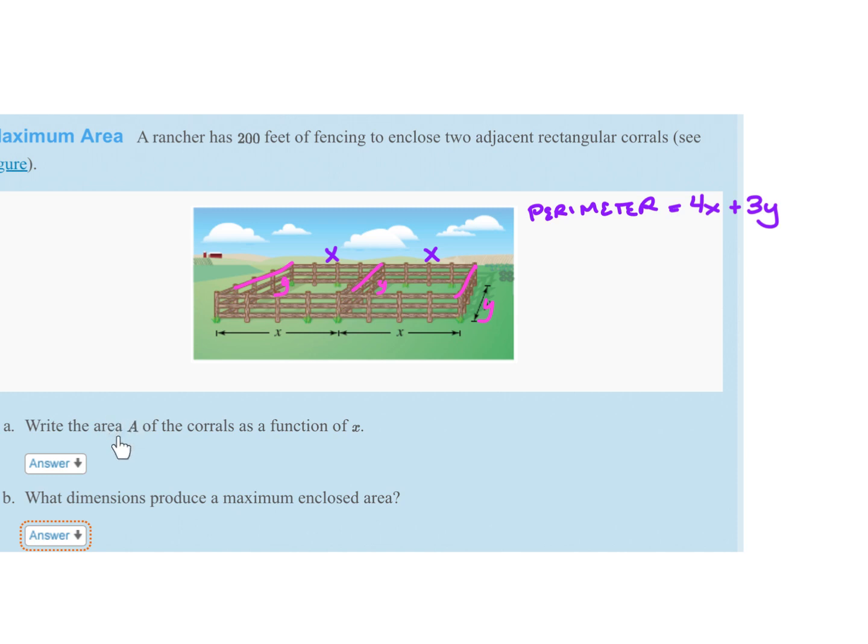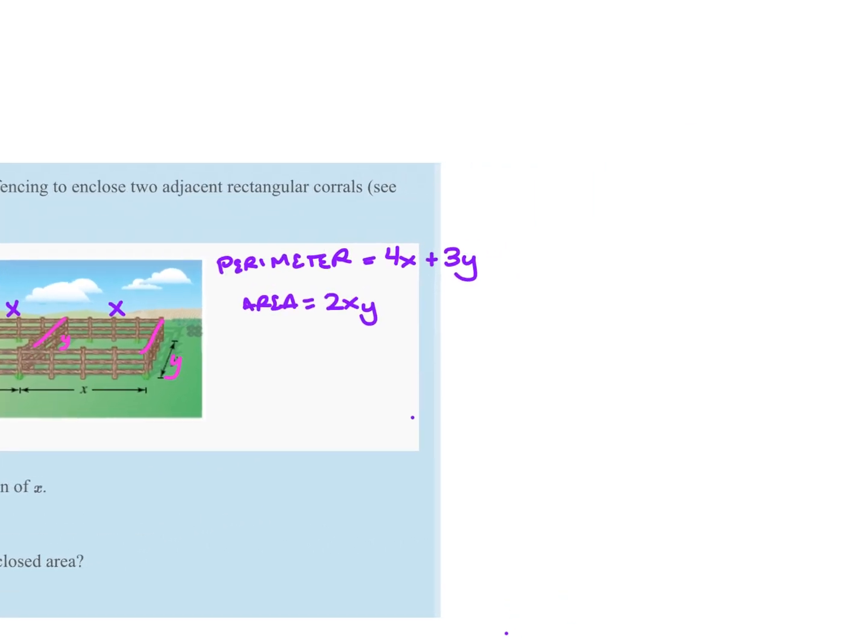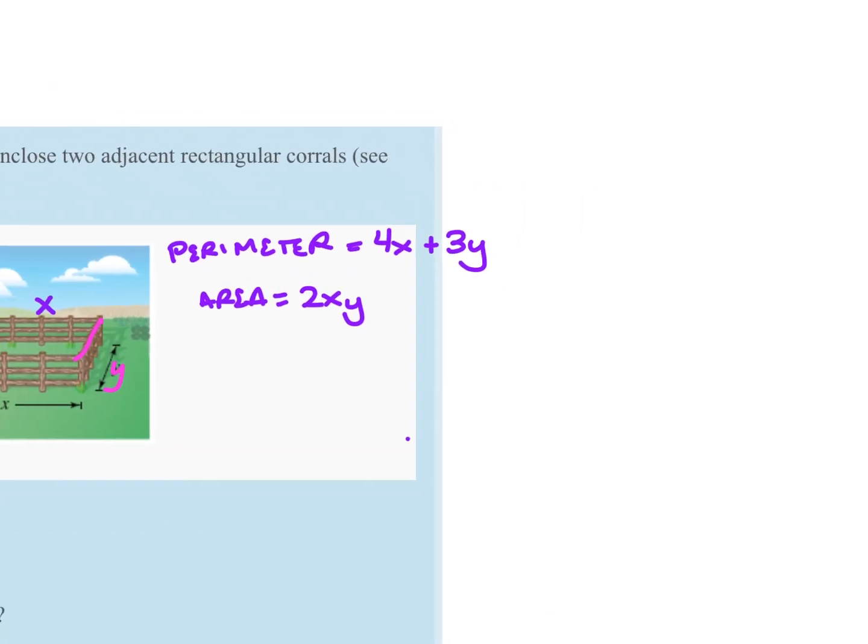We want to look at area, and so area of a rectangle is length times width. And in this case, if we're looking at length, notice we have x and x. So the area is going to be 2x, and then width is going to be our y. So what we want to do is write the area A of the corral as a function of x.